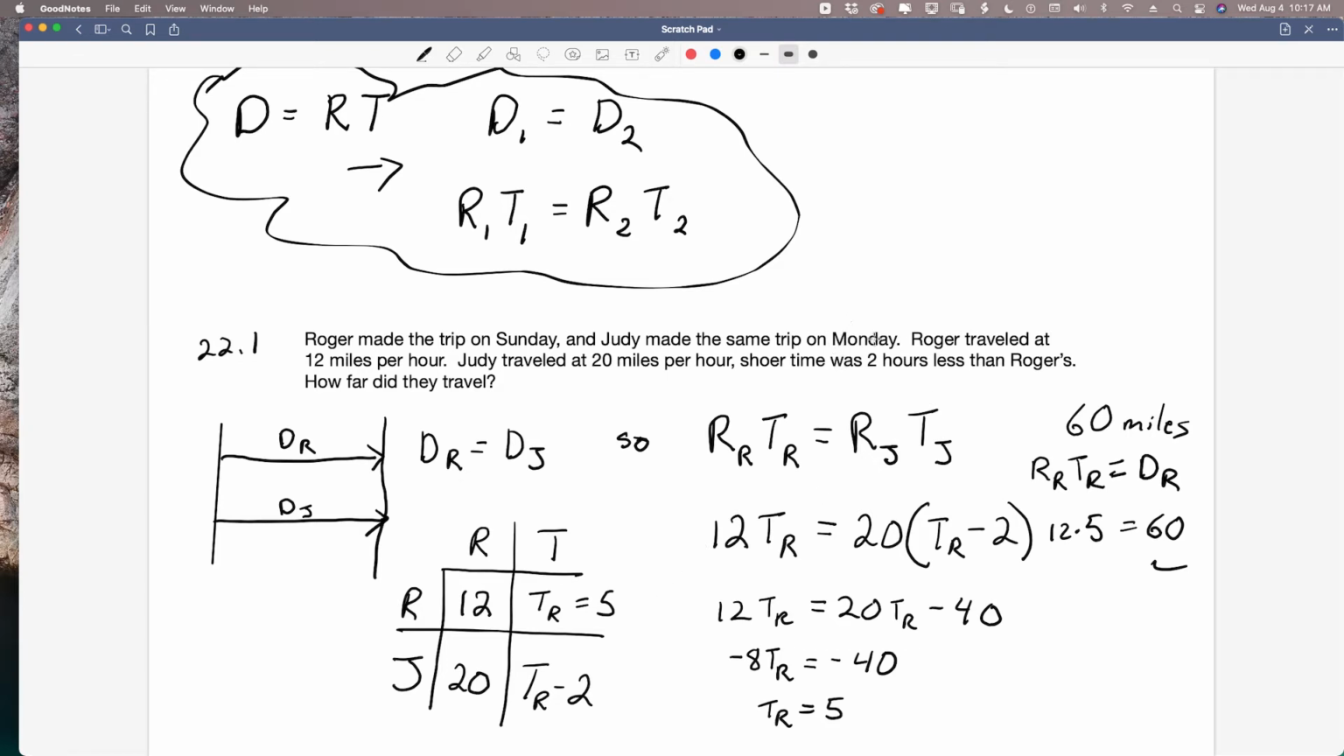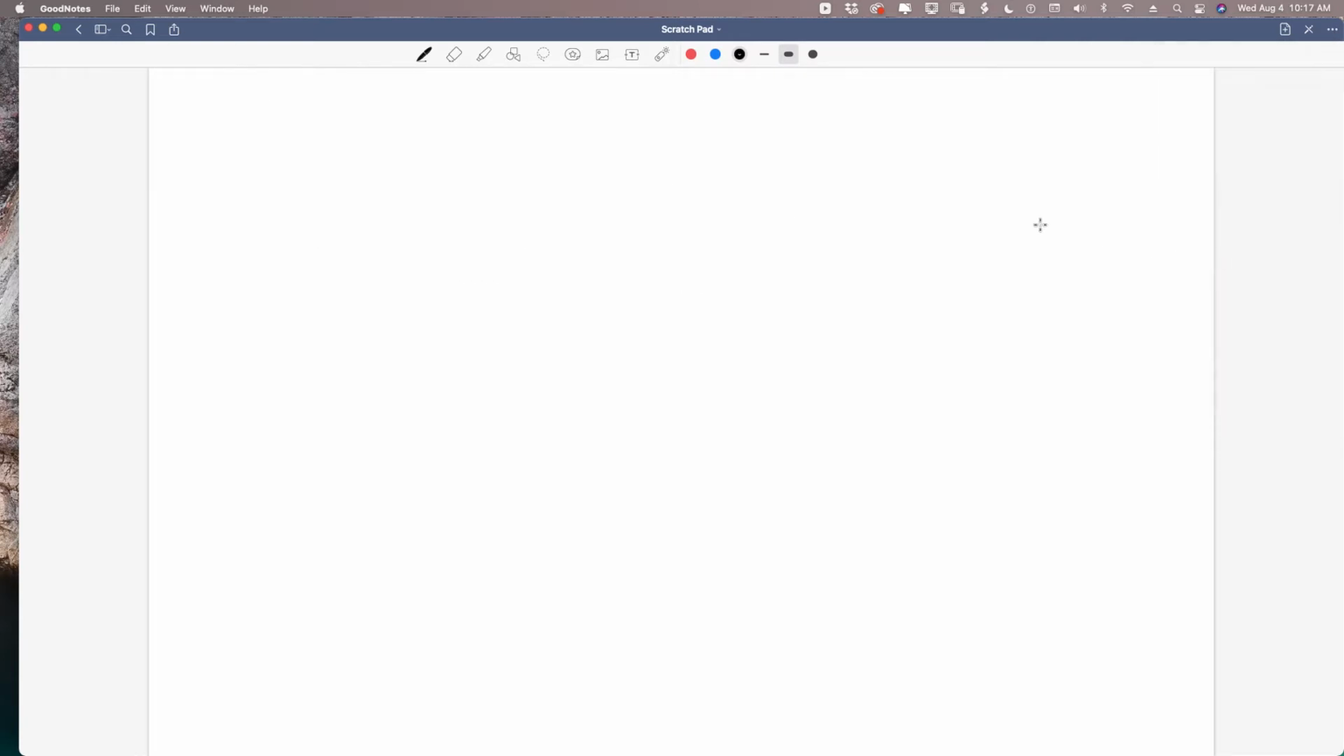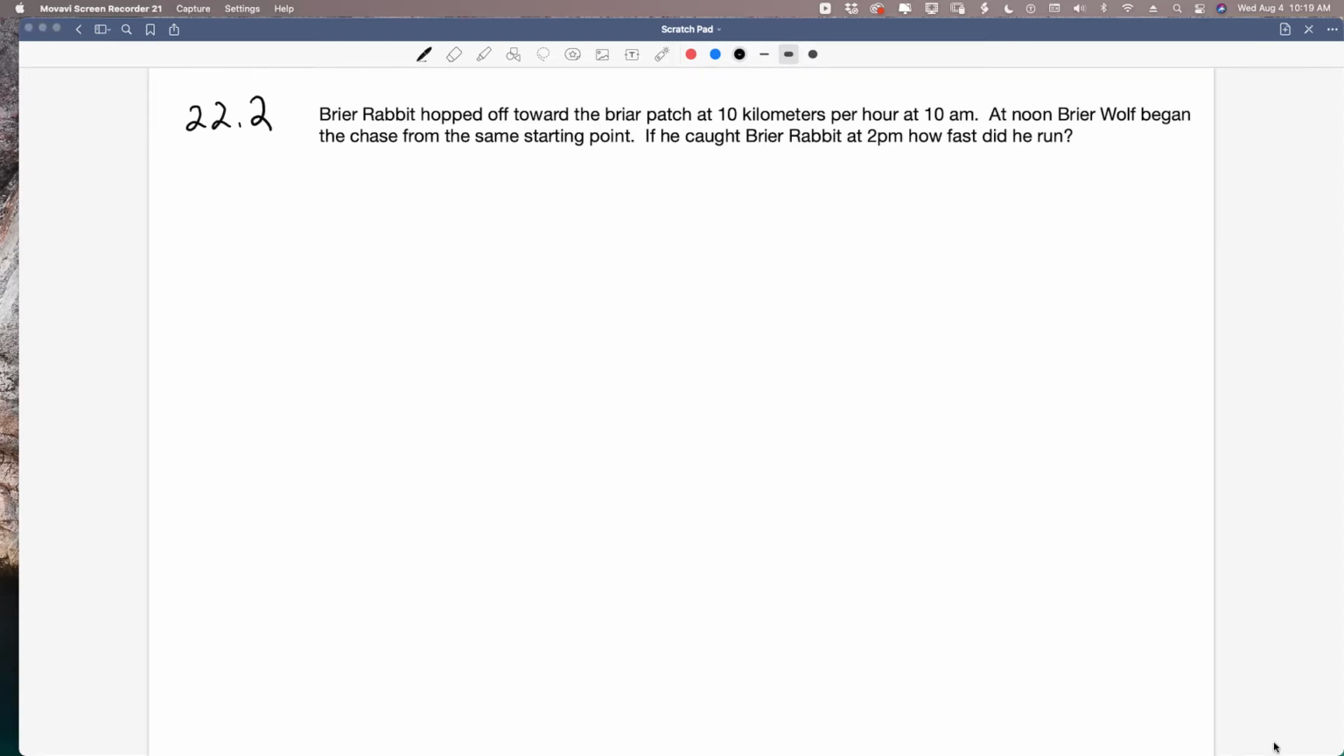Let's do example 2.2. I'm going to clear this page. 22.2, I'm going to type that in for you just a moment. All right, so here's our problem that we're given. Brer Rabbit, or Briar Rabbit, hopped off toward the briar patch at 10 kilometers per hour at 10 a.m.